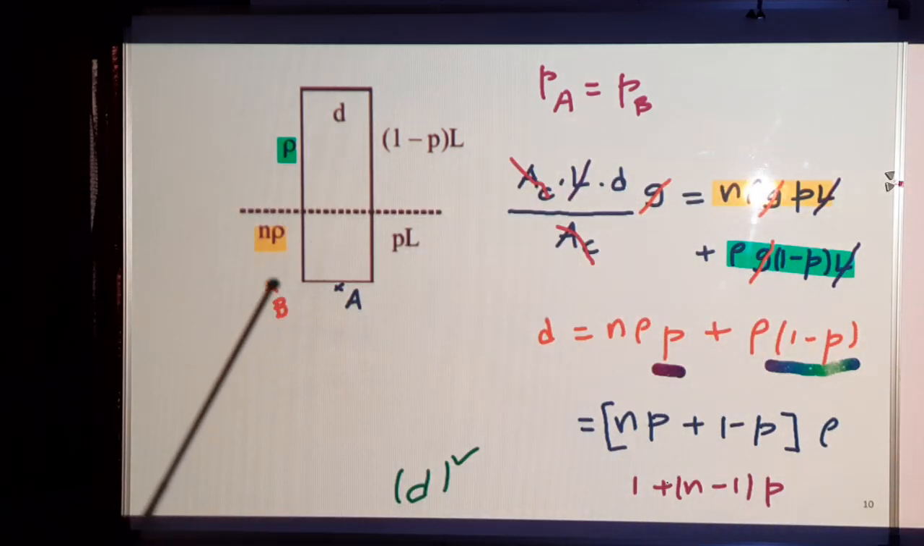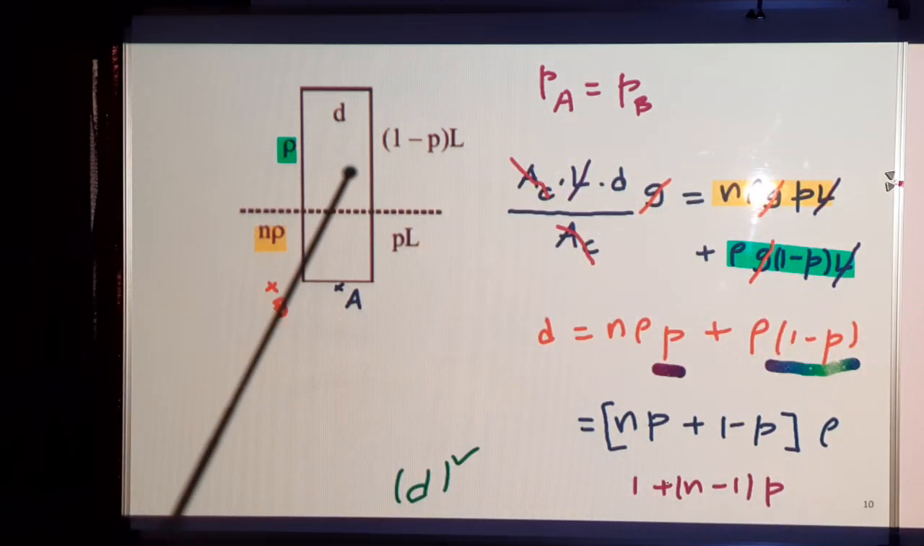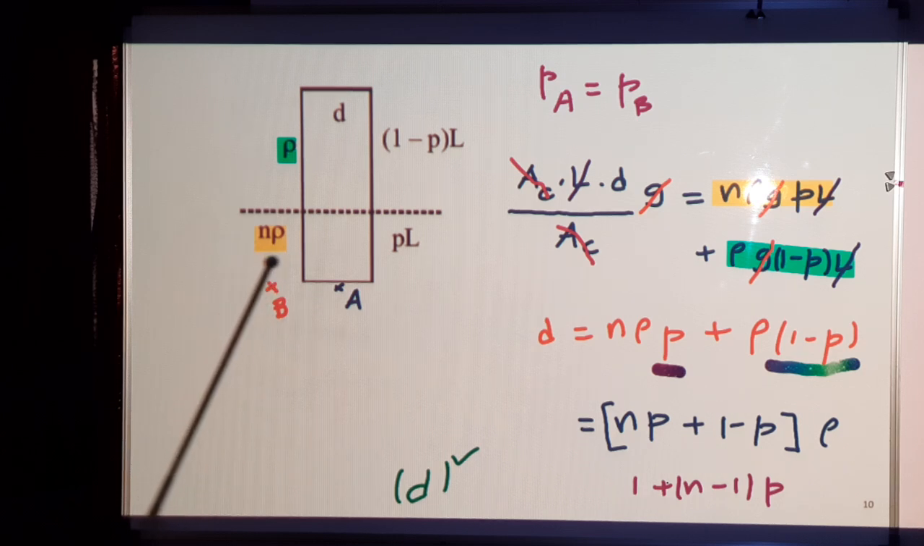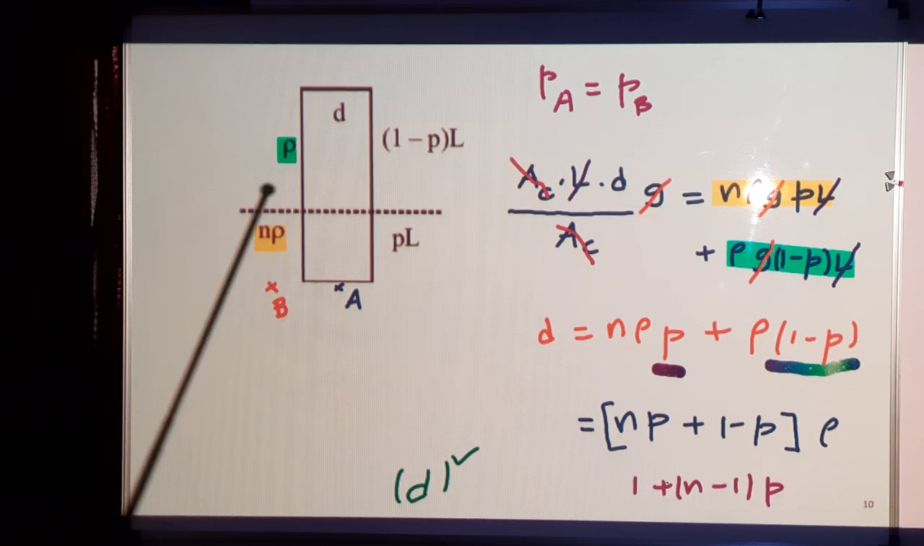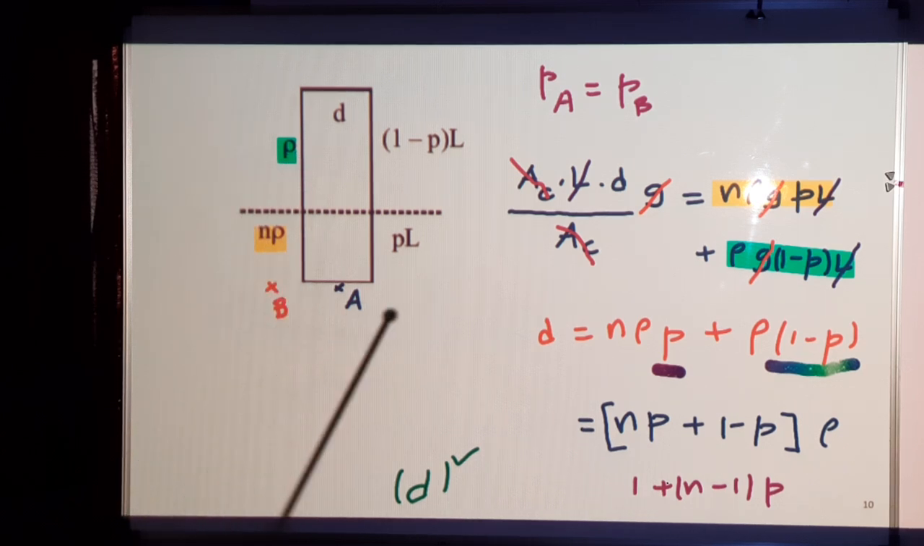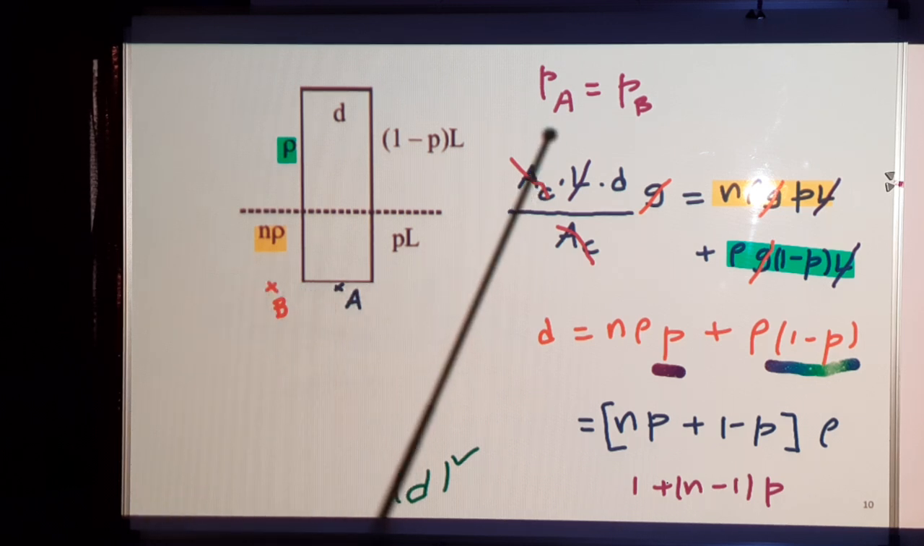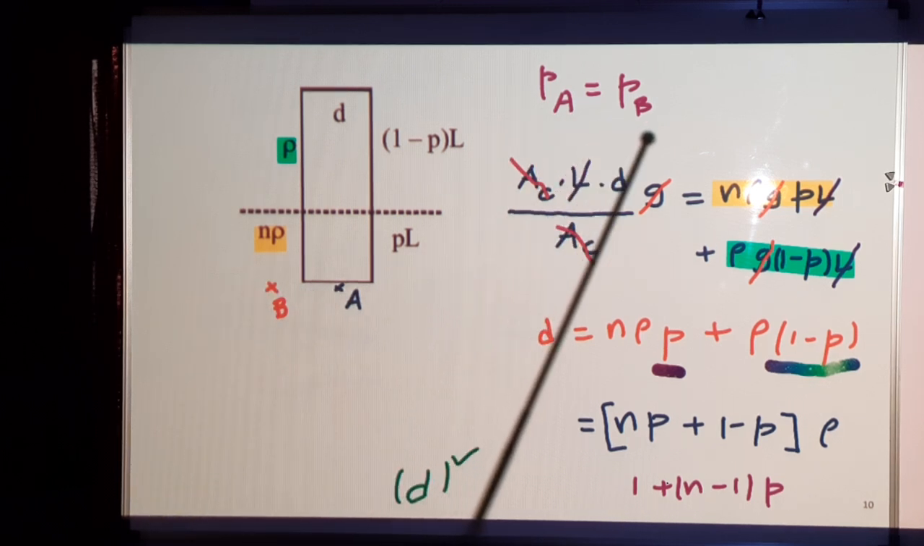This is what I explained here. Cylinder, density D. This bottom liquid is N rho density. Above liquid is rho. So pressure at points A and B are the same because they are at the same horizontal level. Pressure at point A and B are same.